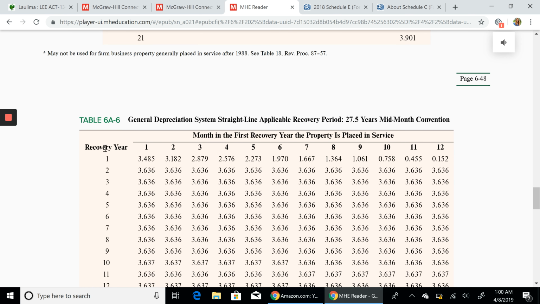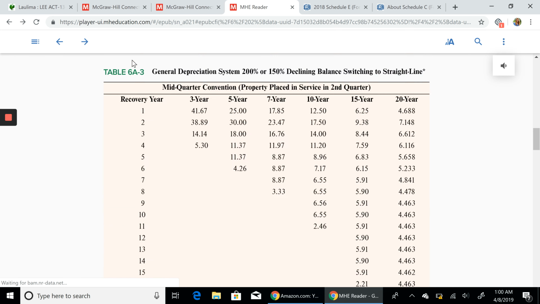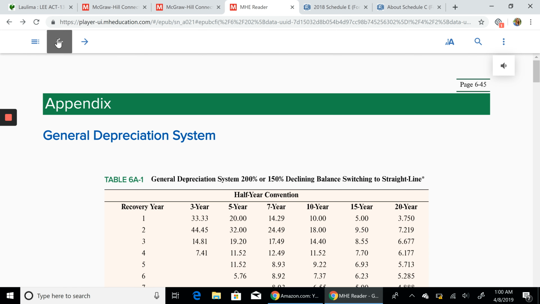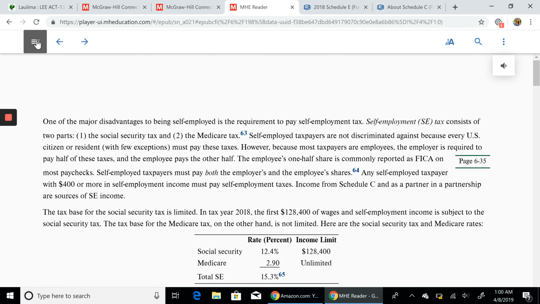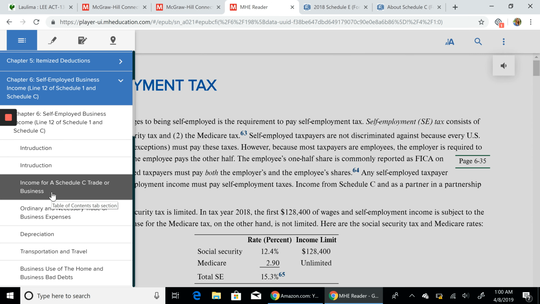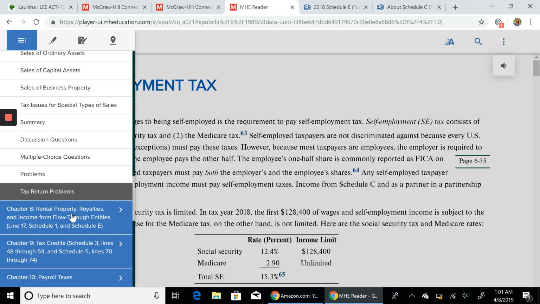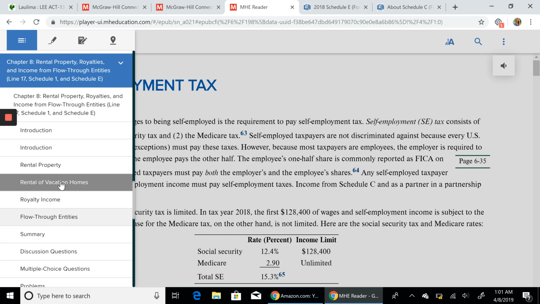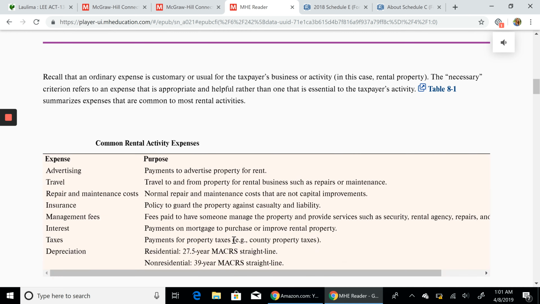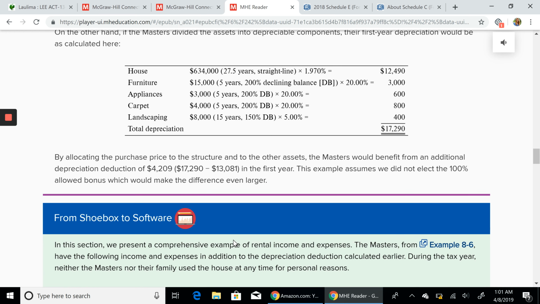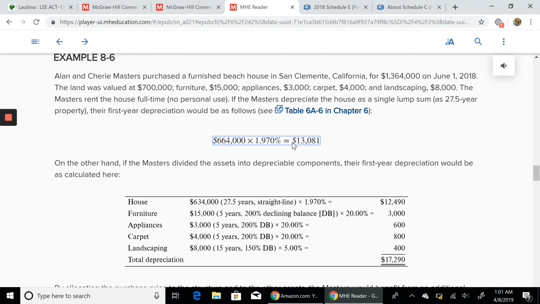So all we are going to do is look at what the recovery year is and the month we are in, and we take that amount as a percentage and times it by the basis. So that would be this 1.97% times 664,000 equals $13,081.